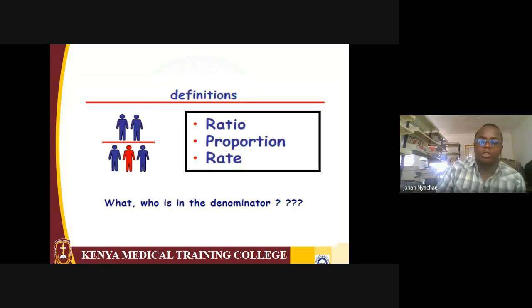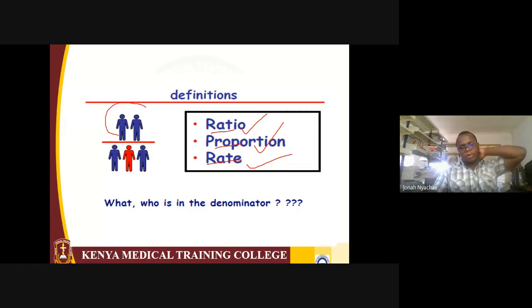So, definitions: we have ratio, we have proportion, we have rate. That is what you will normally hear a lot. When you hear a ratio, a proportion, a rate, some of them may have a denominator.